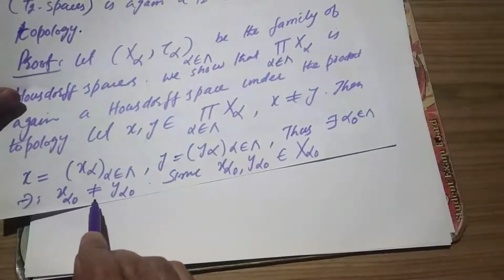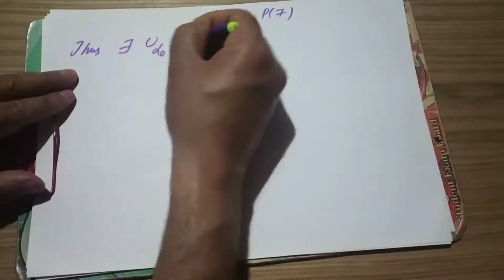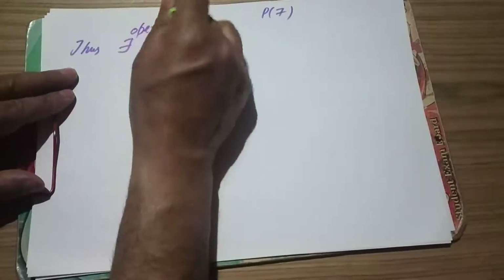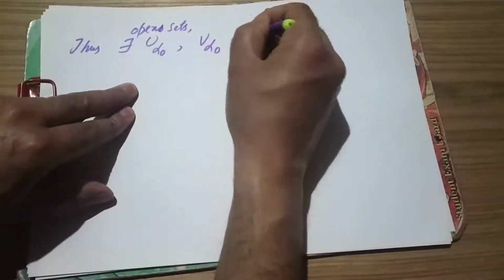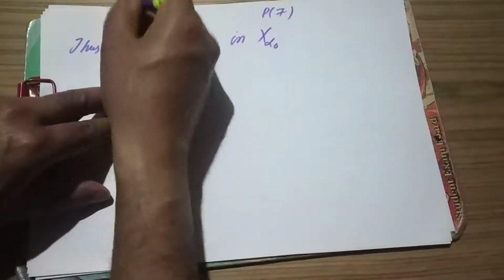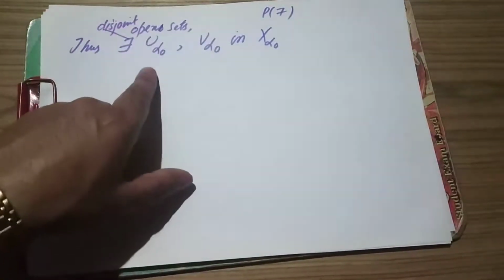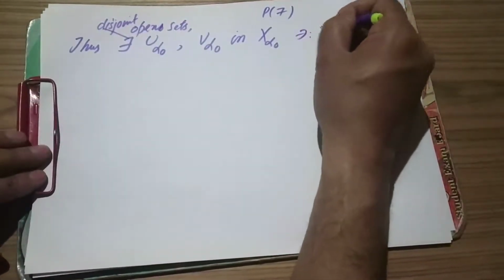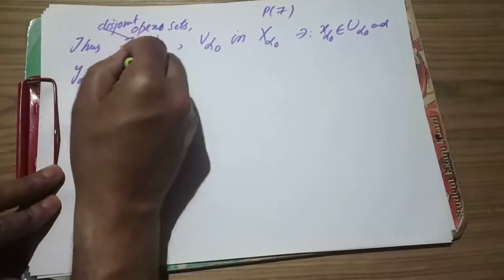So since X alpha naught is a Hausdorff space, and x alpha naught and y alpha naught are not equal, they are distinct points of X alpha naught. Thus there exist open sets U alpha naught comma V alpha naught in X alpha naught, in fact disjoint open sets, such that x alpha naught belongs to the first open set U alpha naught, and y alpha naught belongs to the second open set V alpha naught.